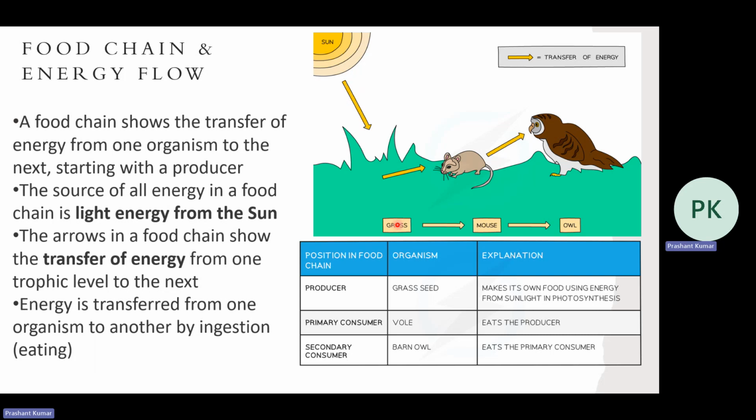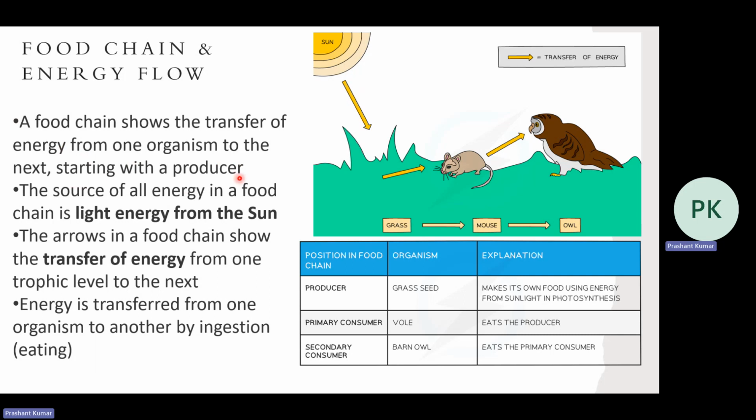Grass comes under producers, mouse comes under primary consumer, and of course, owl will be the secondary consumer because they are feeding on the primary consumer. And the arrow shows the direction in which the energy is being passed on. So a food chain shows the transfer of energy from one organism to the next.